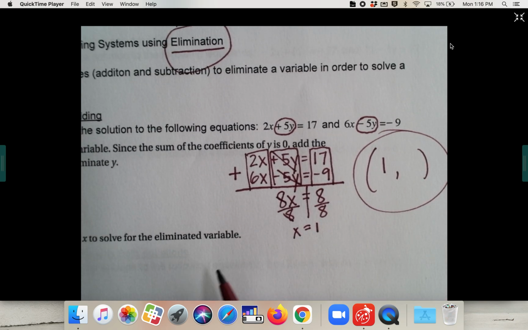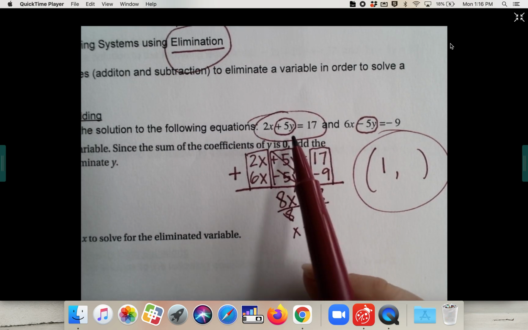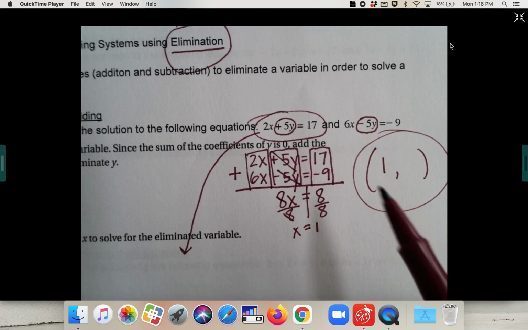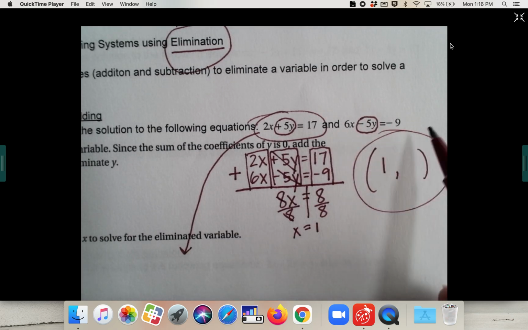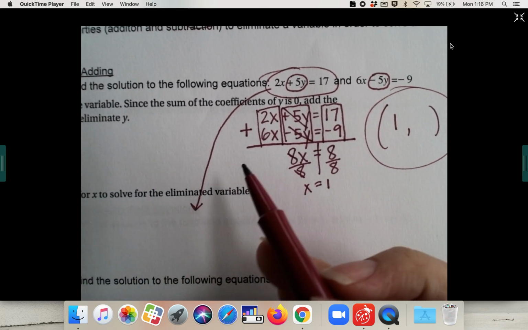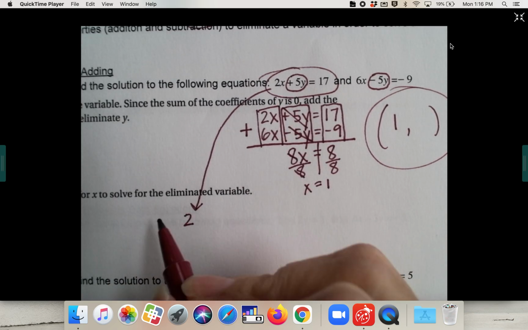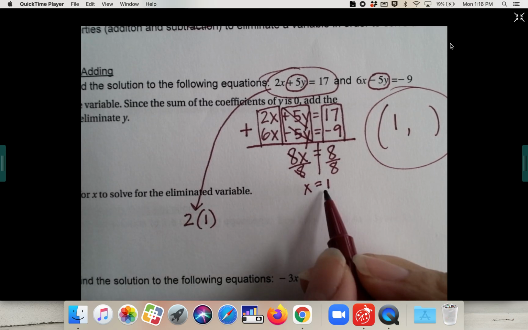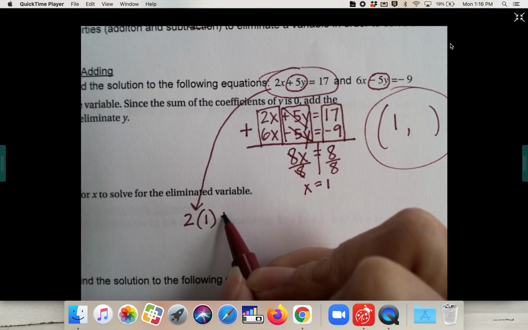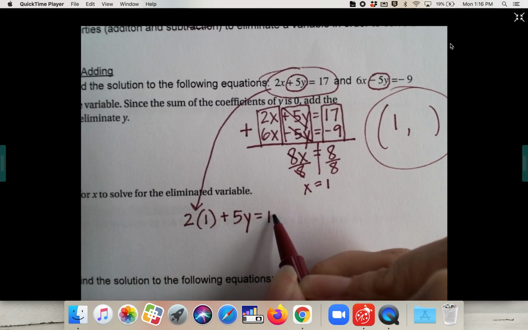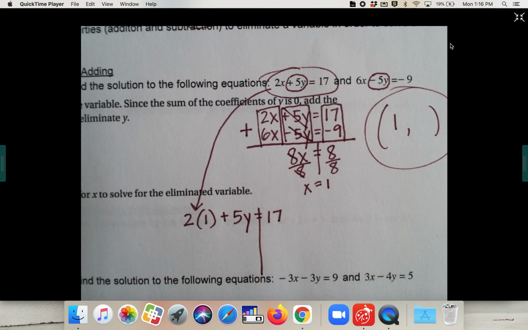So now that I have x equals 1, I'm just going to choose any of my equations. It doesn't matter. I'm going to choose the first one, but really you could use the second one if you want. I'm going to rewrite 2x, except I'm going to use 1 for x because now we know what x is. We solved for it. Plus 5y equals 17.